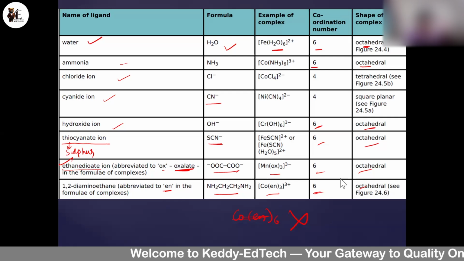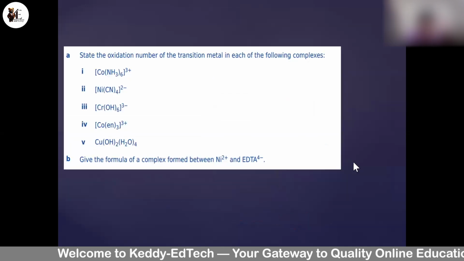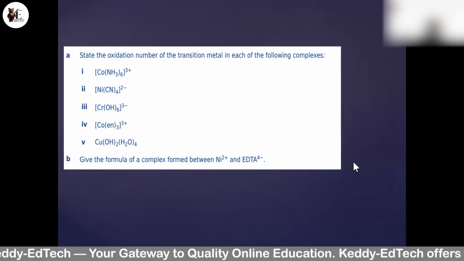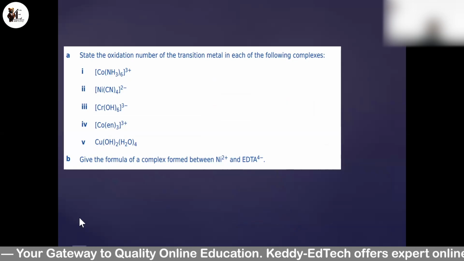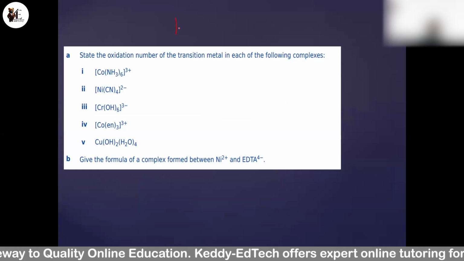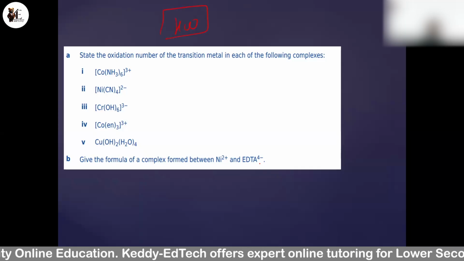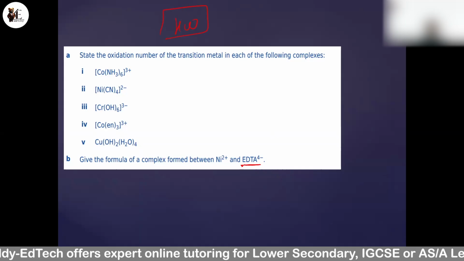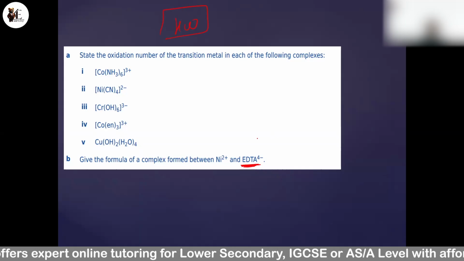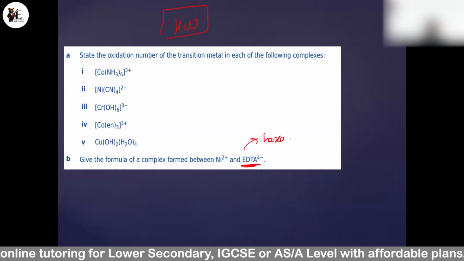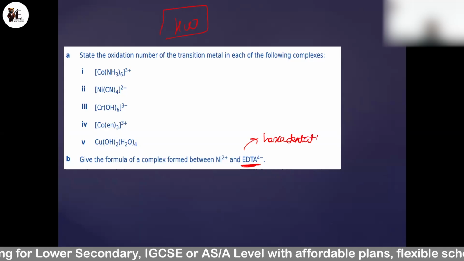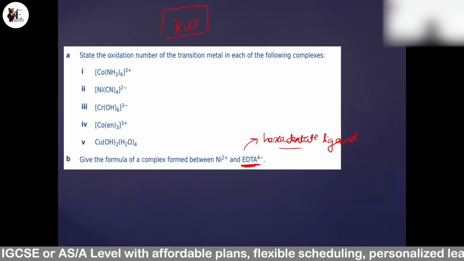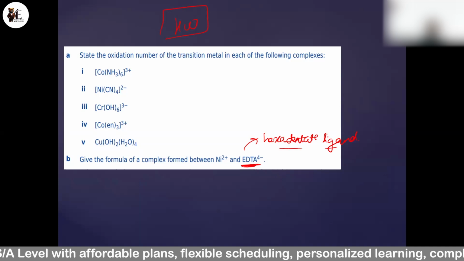Yes, ma'am. You have to state the oxidation number of the transition metal in all these complexes, and you have to give the formula for the complex which is formed between nickel 2+ and EDTA 4-. It is ethylene diamine tetraacetic acid. So this is your homework. You have to explore. It is a hexadentate ligand.